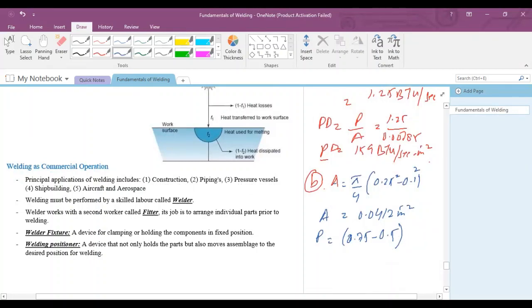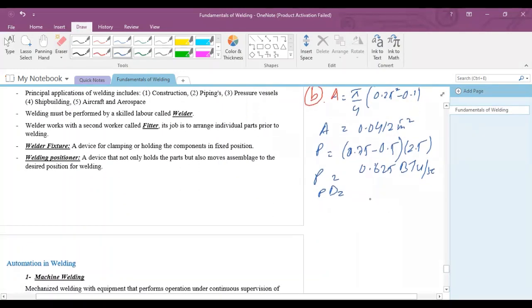and this multiplied by 2.5, and we got 0.625 BTU per second, right? And now we can find out the power density. We have power, we have area, so we can find out the power density, which is required to transfer to the surface to melt the unit area.